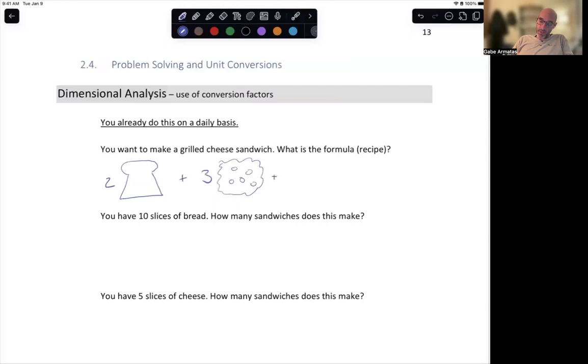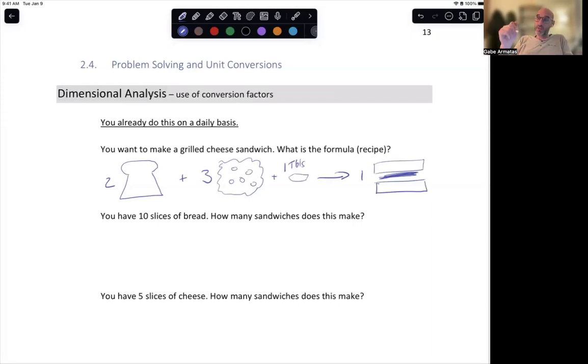And how about we add even one little tablespoon, or yeah, sure, we'll go for it. 1 tablespoon of butter is going to make us one delicious grilled cheese sandwich. Okay, so we have the ratios for this. We have the ratios, the fact that it's 2 slices of bread to 1 slice of cheese.